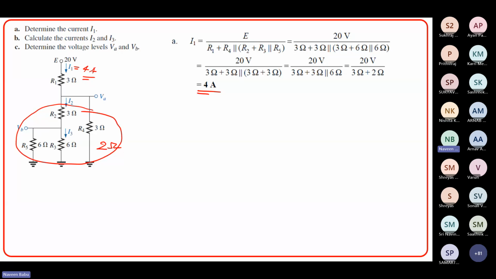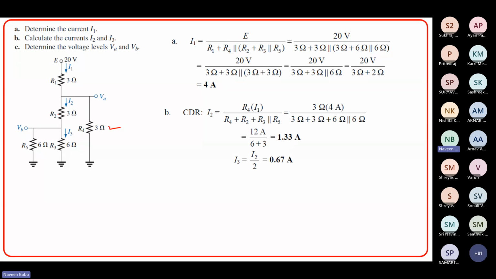Now I2, how can you find this? Multiple ways are there. You can find the current across R4 by applying the current divider rule, and then you can subtract it from the total current I1 to determine I2. So that is one way. The other way is you can apply the current divider rule for I2 itself.